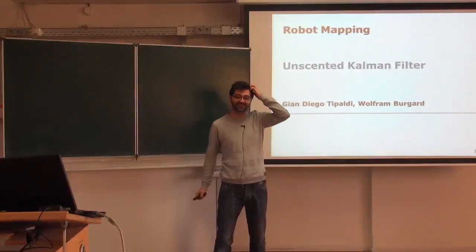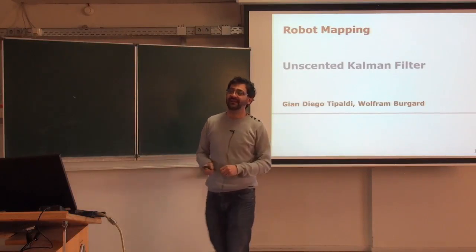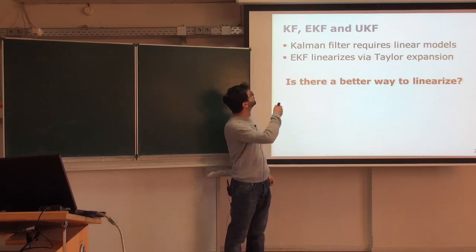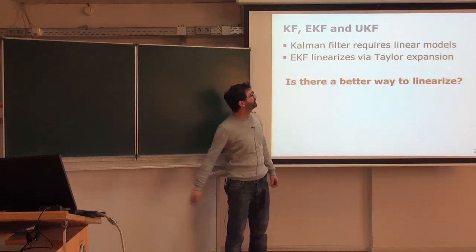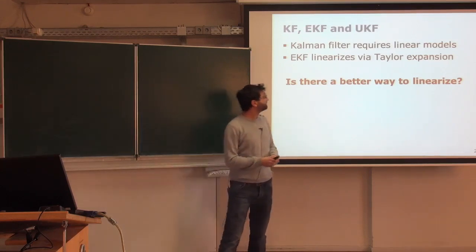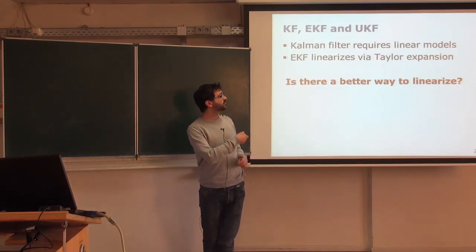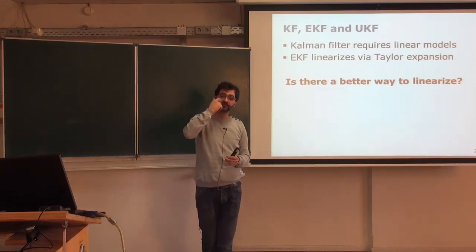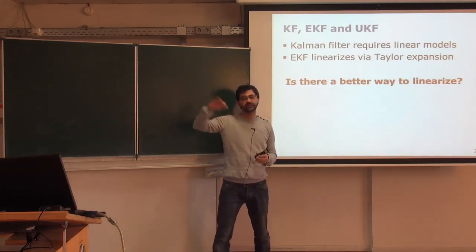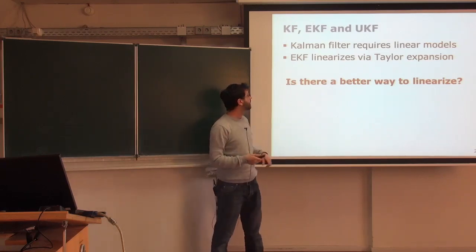Today I'm going to talk about two extensions of the Kalman filter, the unscented Kalman filter and the information filter. The first thing to understand is that we talked about the Kalman filter last week, and we said that you need linear models. What the extended Kalman filter does, as we've seen last week, is expand the nonlinear functions, be it the observation model or the motion model, and fit a linear approximation locally on the previous mean.